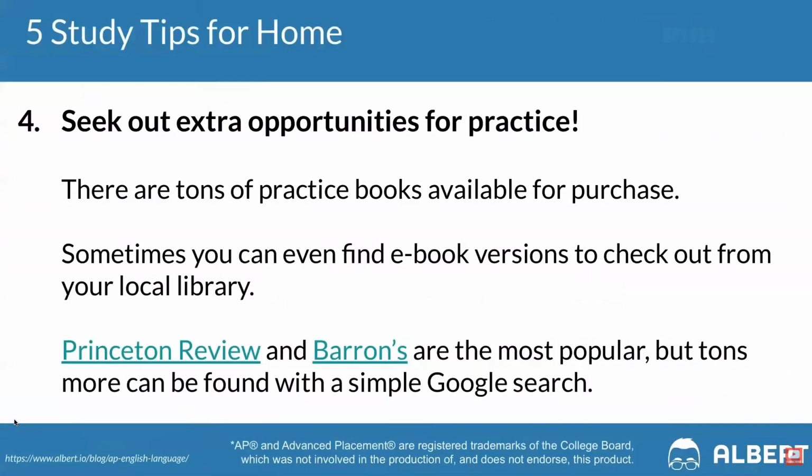Tip 4 is to seek other opportunities for practice. You can do this through an old school review book like a Barron's or a Princeton review book, or you can use an online practice resource like Albert. Albert has tons of practice questions as well as detailed explanations, so you can pinpoint what areas you're struggling in most as you prepare for your AP English language exam. Do a simple Google search as well. There are a ton of other websites that can provide some additional practice resources for you as you get closer and closer to your testing.